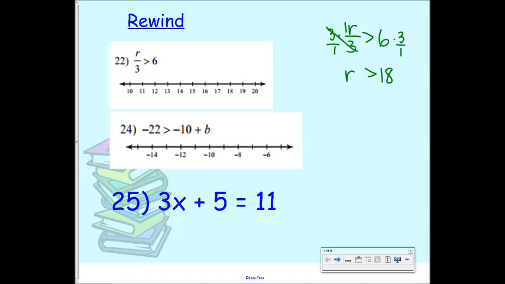So when I go to graph that on a number line, I put my open circle at 18. It's an open circle because there's no line underneath. It's just a greater than sign. And then since r is greater than 18, my arrow is going to go to the right.